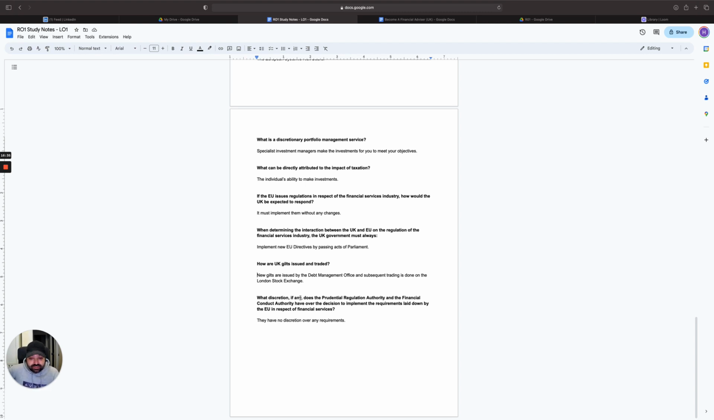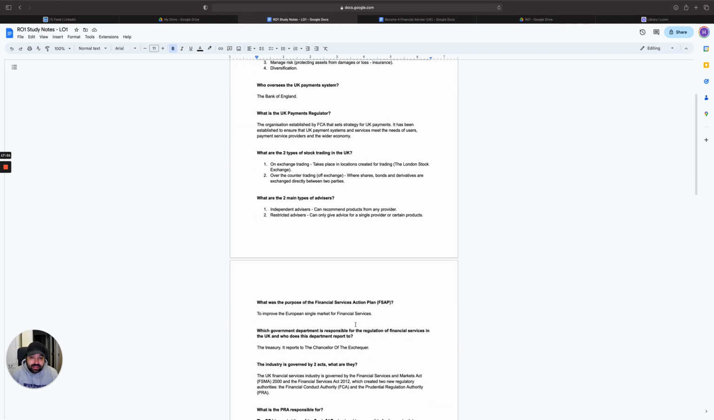So, what discretion, if any, does the Prudential Regulation Authority and the Financial Conduct Authority have over the decision to implement the requirements laid down by the EU in respect of financial services? Once again, I guessed wrong. They have no discretion over any requirements. The EU rules. So those are some of the questions that I got wrong.